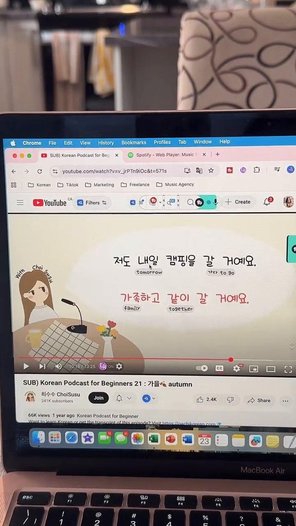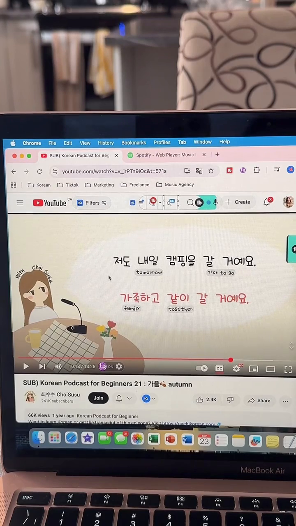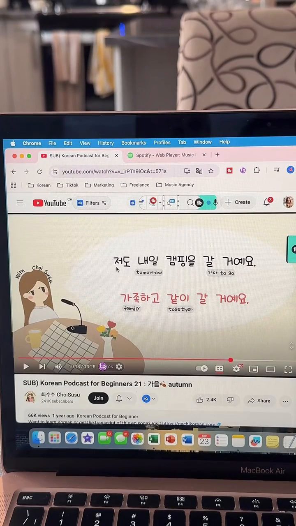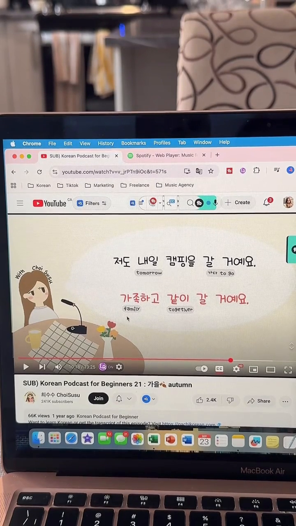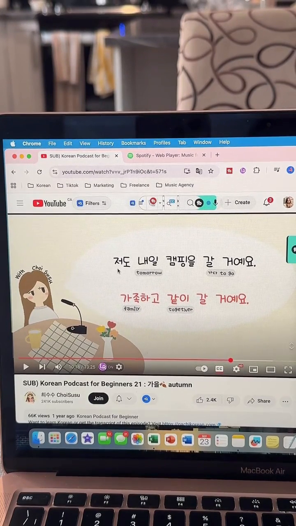So let me repeat those sentences together. Yes, that is kind of correct. There is a small thing that needs to be added to the sentence, but overall you got the translation correctly. So 저도 내일 캠핑을 갈 거예요. 가족하고 같이 갈 거예요. So let's repeat those sentences slower. 저도 내일 캠핑을 갈 거예요. 가족하고 같이 갈 거예요. Okay, so let's translate. We repeated enough times.